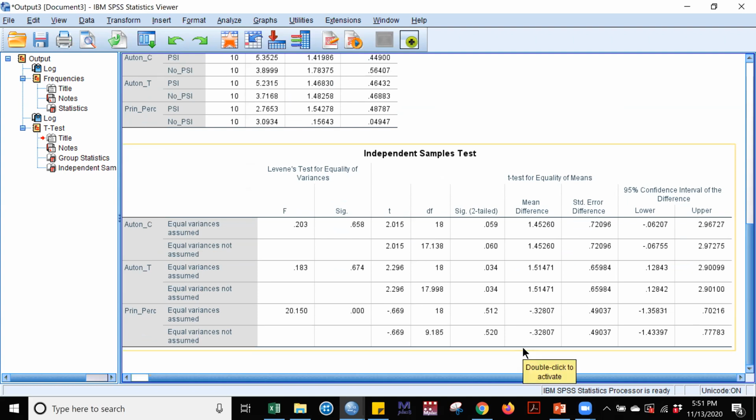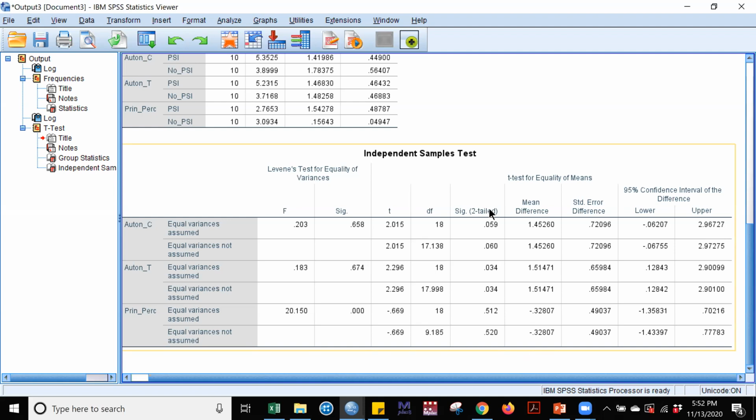Sig means the probability of the value being beyond... how do I say this? The probability in the tail, or tails, but it's always two-tailed, as you see here. So the probability of the value in the tail.